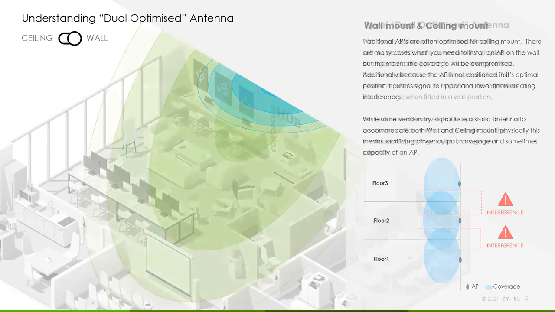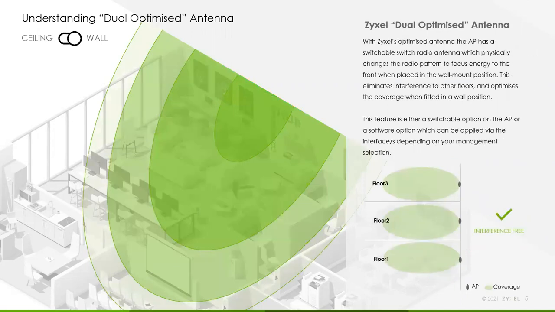So our solution to this is what we call dual optimized antennas. We have built two sets of antennas into these access points. One that's optimized for your traditional ceiling mounting, and one that's optimized for being mounted 90 degrees on the wall. And you can switch between those two. So you can standardize on one AP and set it to ceiling or wall based on where you end up installing the device.